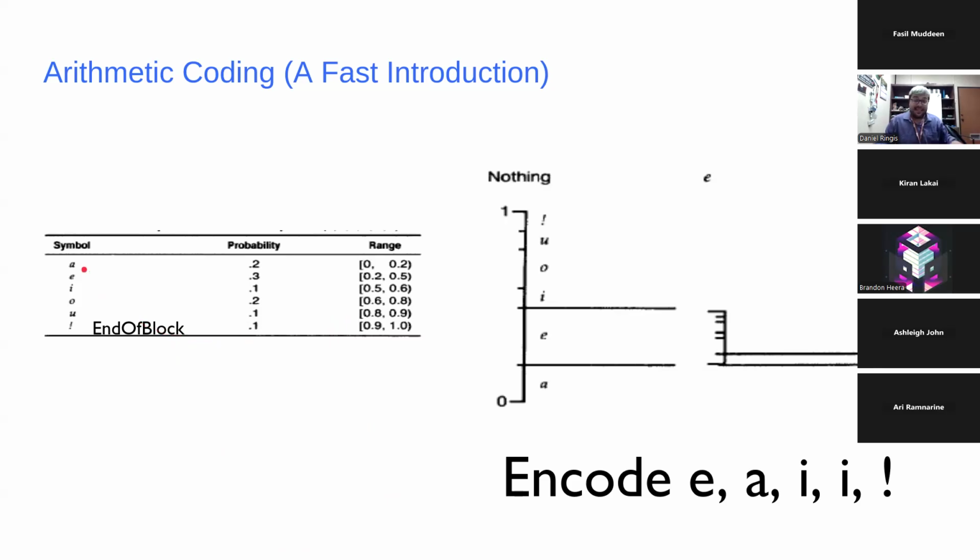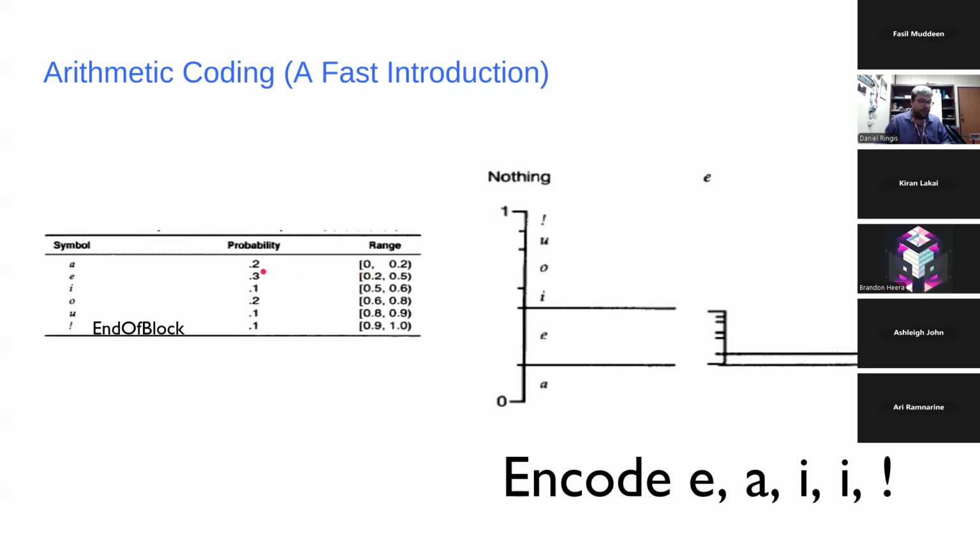So in this example, we have the following symbols: A, E, I, O, U, and exclamation point. Each of these symbols has a probability of occurring in whatever signal this is. The probability of an A occurring is 20%. The probability of an E occurring is 30%. The probability of an I occurring is 0.1. The probability of O occurring is 0.2, U 0.1, and then exclamation is 0.1.